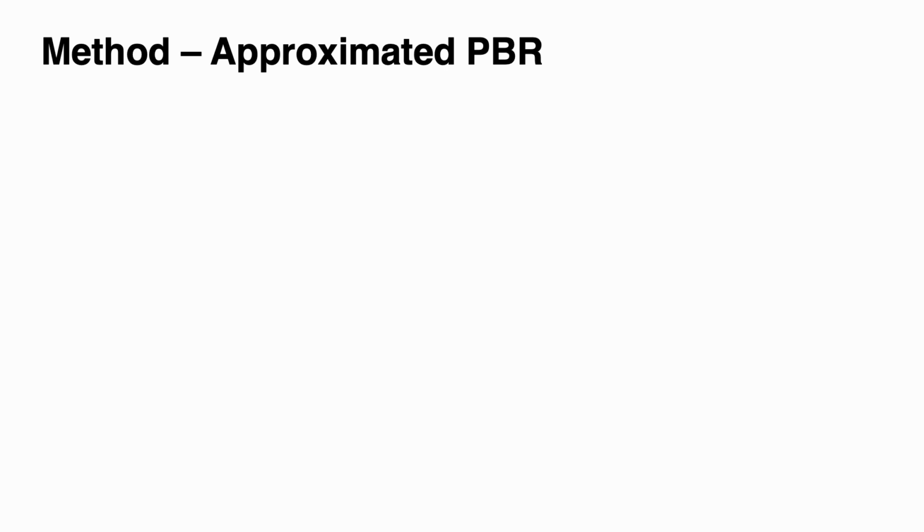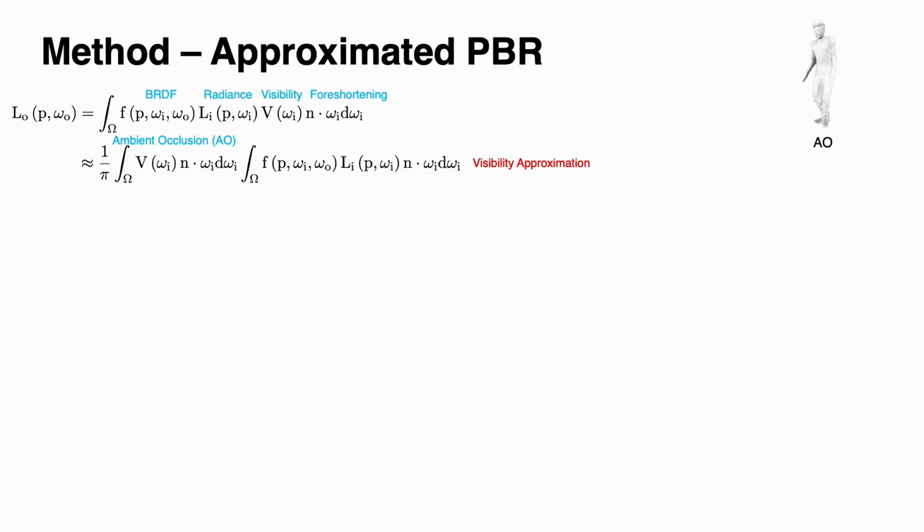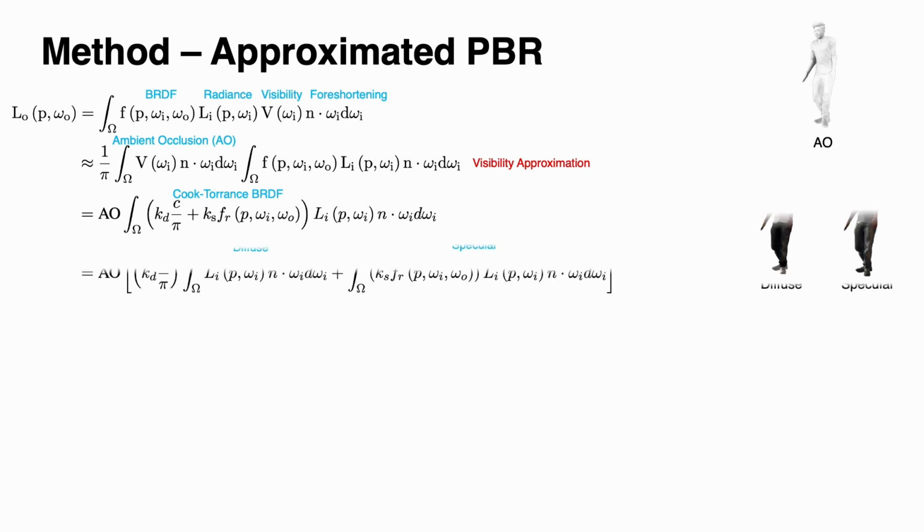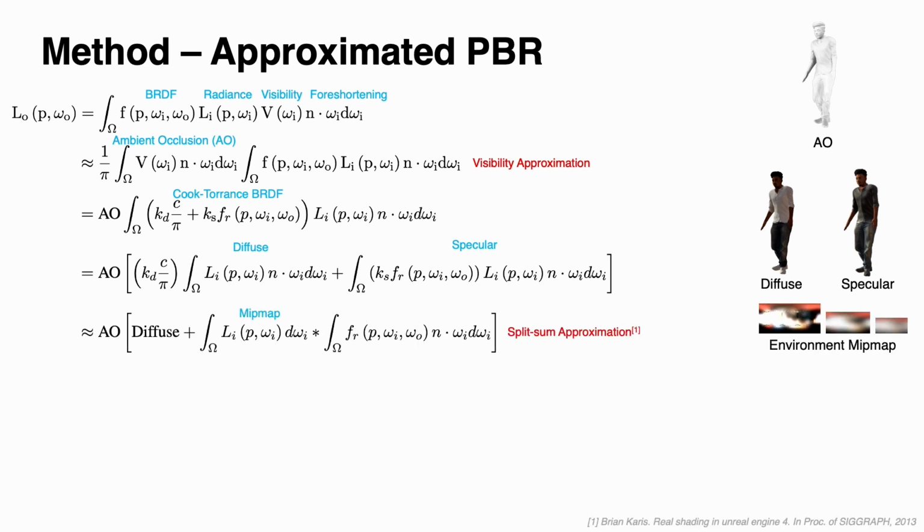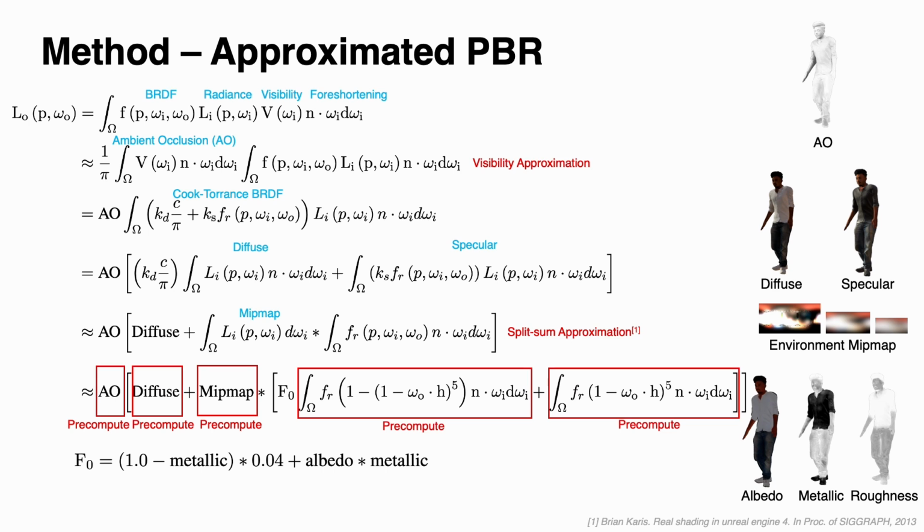The approximated PBR is derived from the standard surface-based rendering equation. To avoid expensive ray tracing during rendering, we take the visibility term out of the integral, which becomes an ambient occlusion term. This term can be precomputed and stored in part-wise occlusion probes. The Cook-Torrance BRDF is employed and the integral can be split into diffuse and specular parts. We further employ the split-sum approximation for the specular part. Note that all the integrals with red bounding boxes can be precomputed and stored in lookup tables.